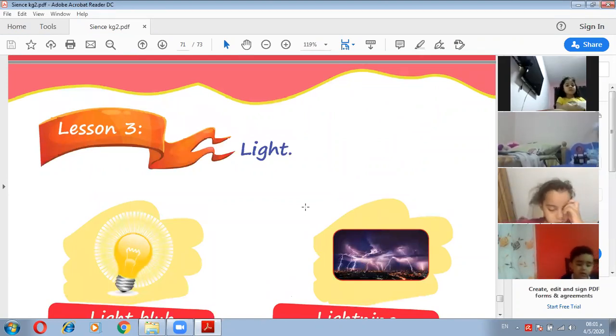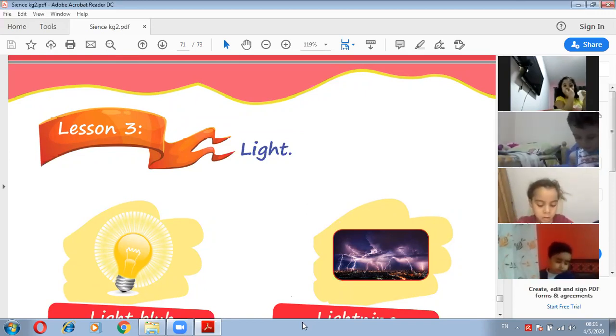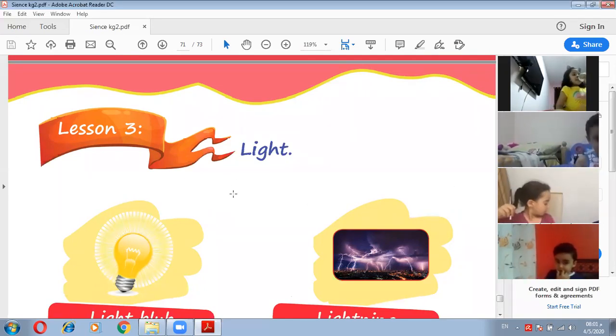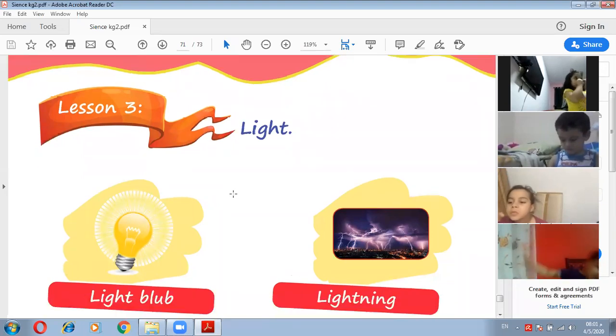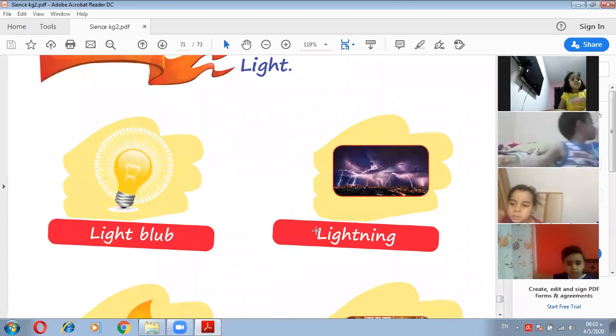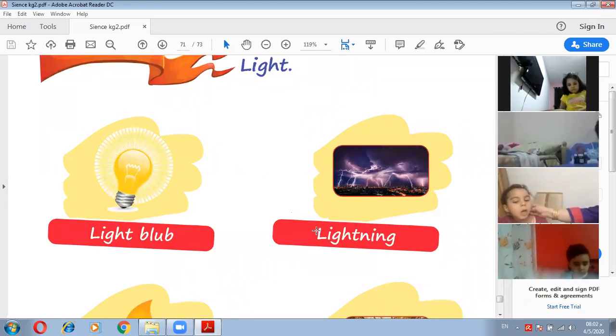What do you mean by light, KG? Light is a natural thing that enables us to see anything around us, okay? And in the light, we have two sources, natural sources and unnatural sources. Natural sources come from the sun, or at night from the moon, okay? And also, we can take the light from the thunder or the lightning, okay? So we have two sources for light, natural source and unnatural source, okay?